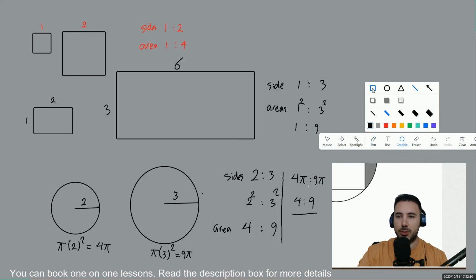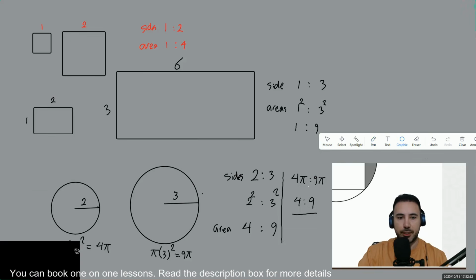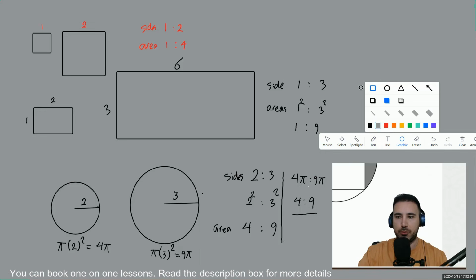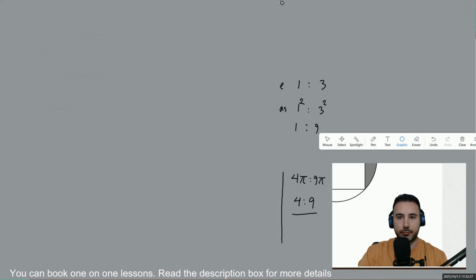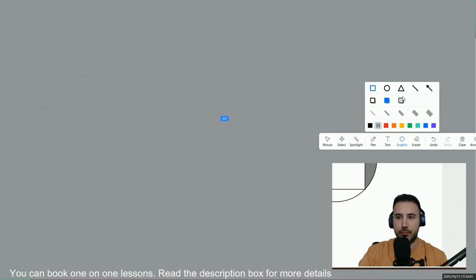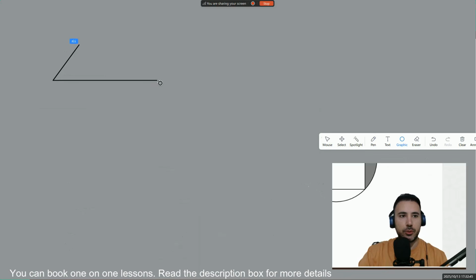So let's also apply this to triangles as a question here. So for example, imagine we have two triangles, and these triangles are similar. Okay.